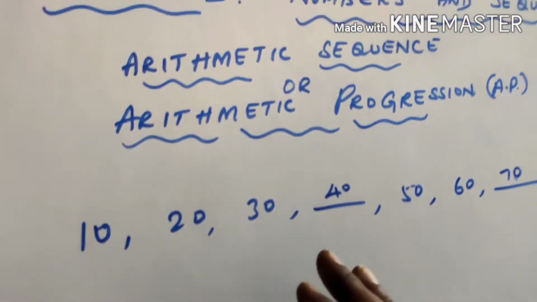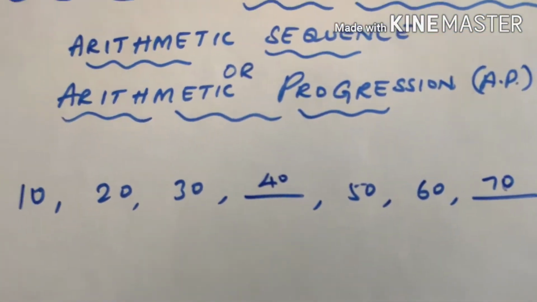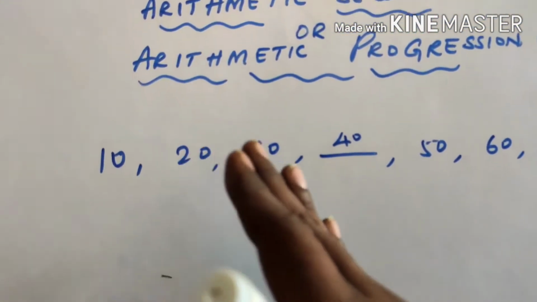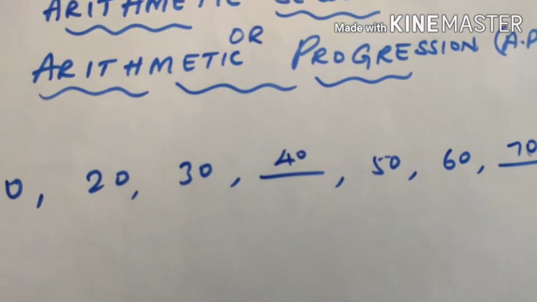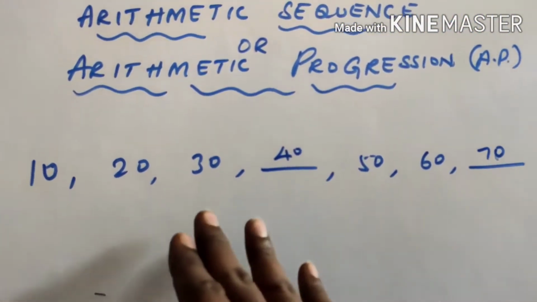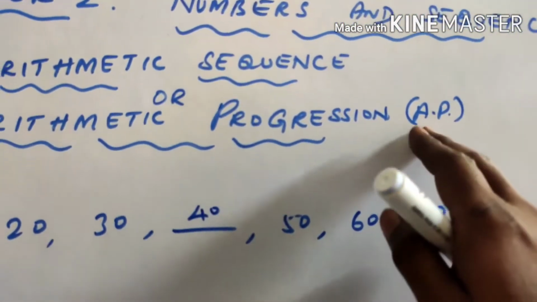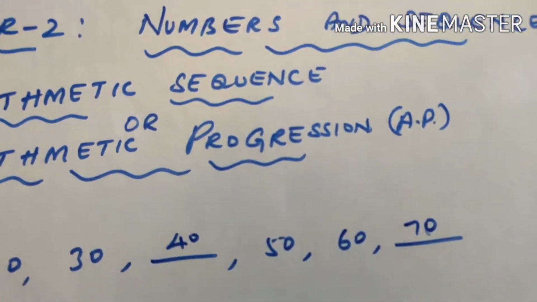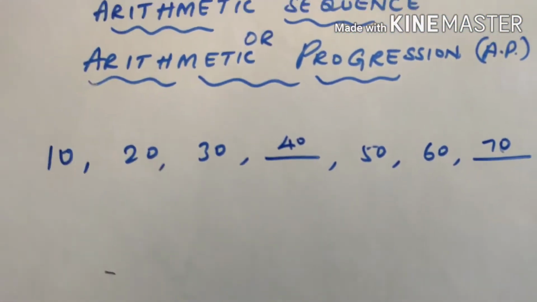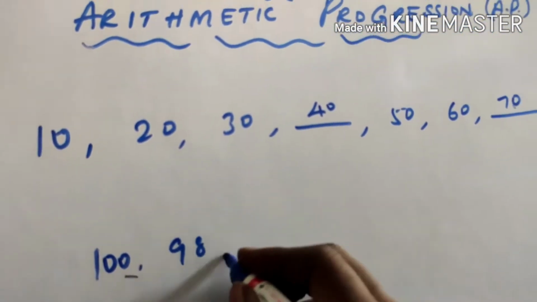So this sequence is called an arithmetic sequence. Okay, so an arithmetic sequence is a sequence in which a common number is either added or subtracted to get a sequence. This is also called arithmetic progression. In short they call it AP.